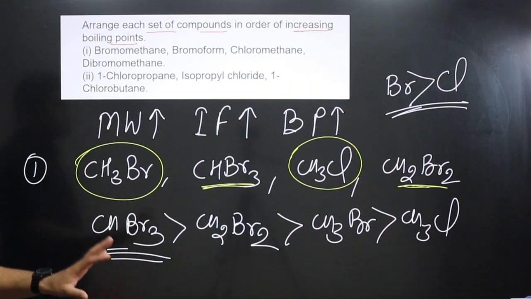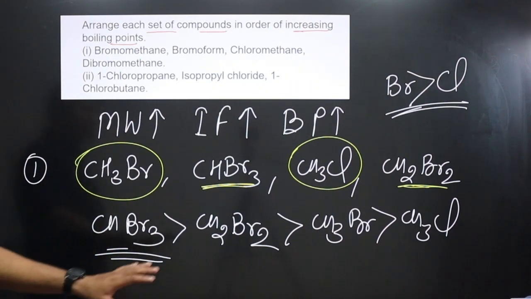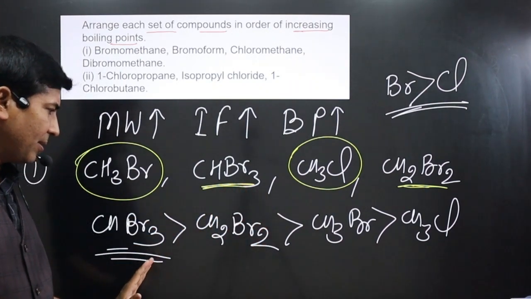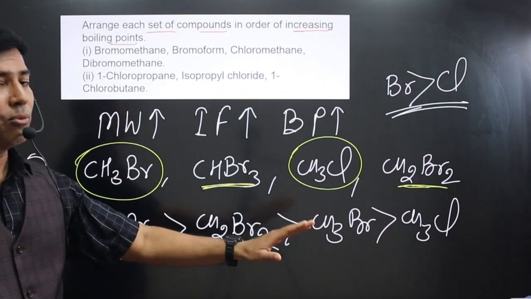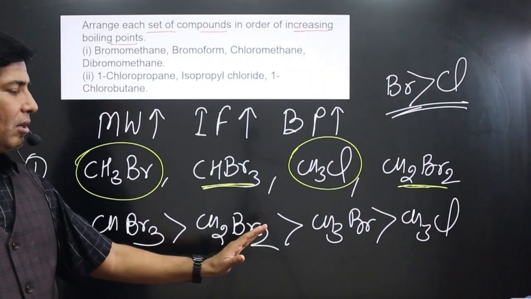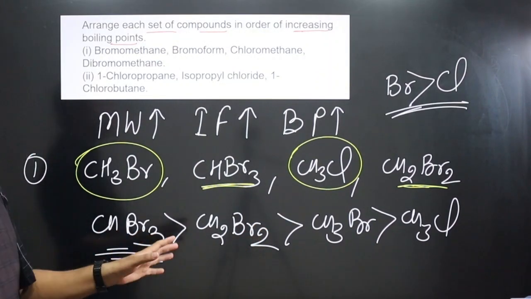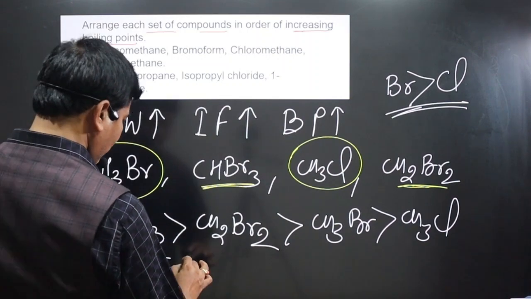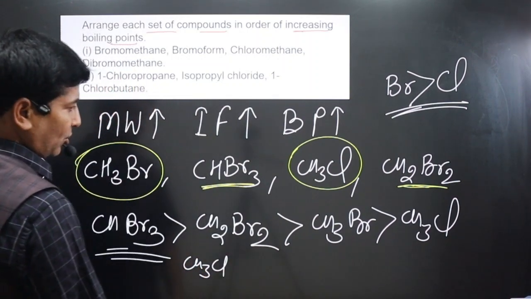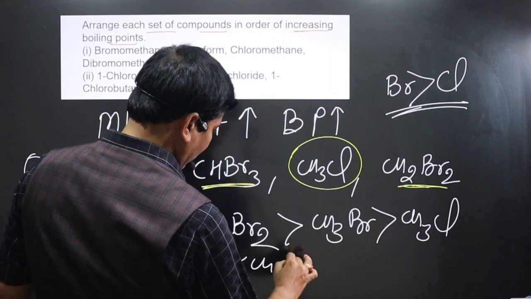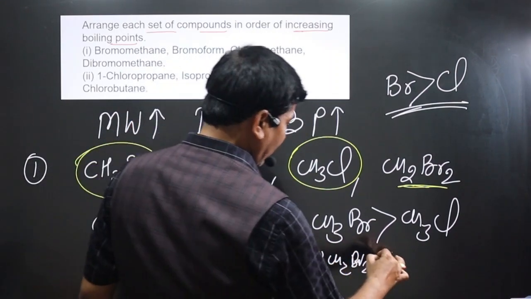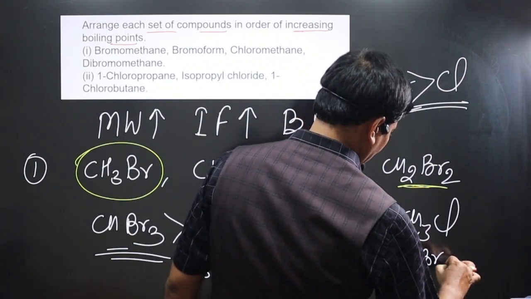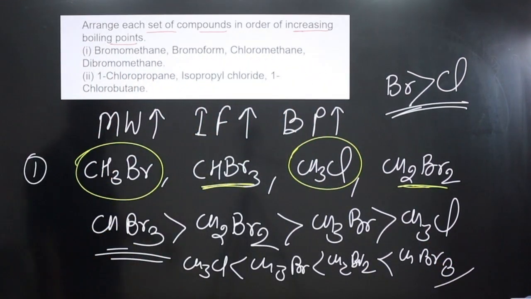So we have written the decreasing order, and it says increasing order, so we can flip it. CH3Cl will have the lowest boiling point, and CHBr3 will have the highest boiling point. If you want, I can write the increasing order: CH3Cl, then CH3Br, then CH2Br2, and in the last CHBr3. Okay, move on to the second set of compounds.